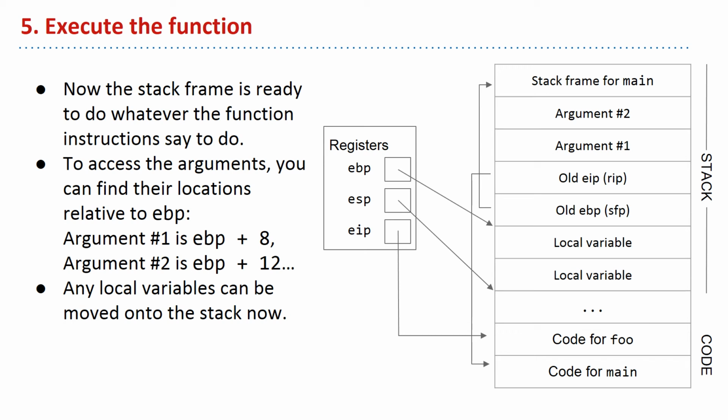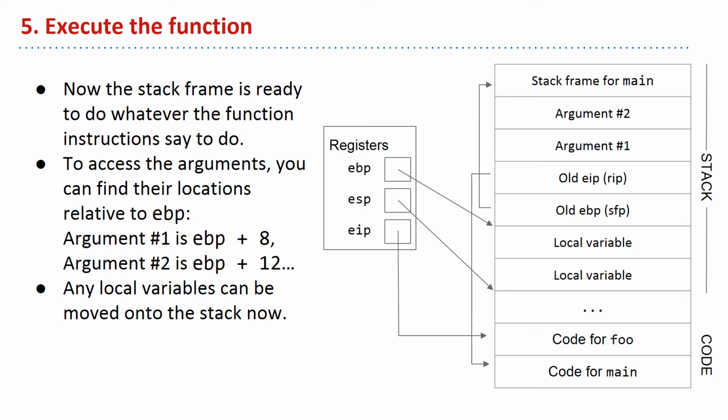So in this case, if I want to figure out what the first argument is, it's going to be EBP plus 8 because I want to skip over the SFP, which is 4 bytes. I also want to skip over the RIP, which is 4 bytes, and I'll find argument number 1, which is 8 above. If I want argument number 2, that'll be 12 above. If I want argument number 3, it'll be 16 above, and so on and so on. So a nice consequence of pushing the arguments backwards is that now the first one is plus 8, the second one is plus 12, the third one is plus 16, and so on, which is nice.